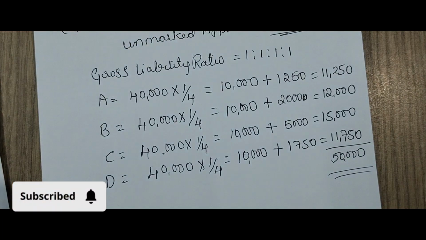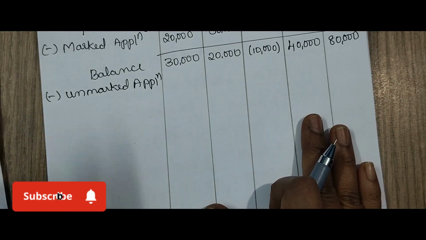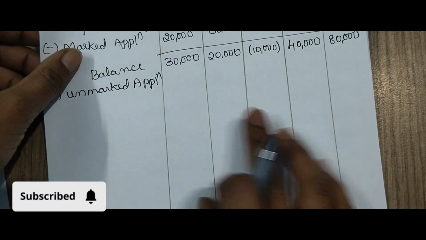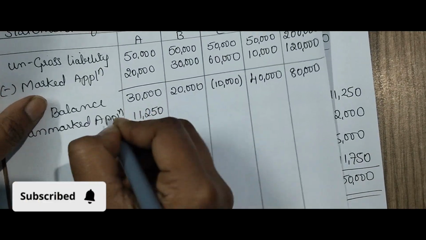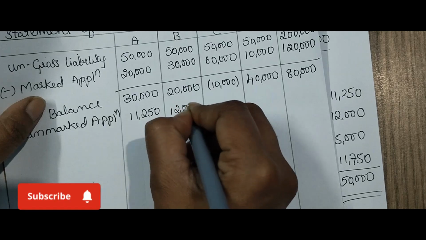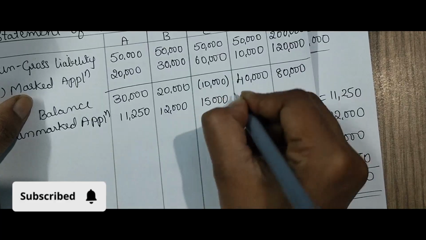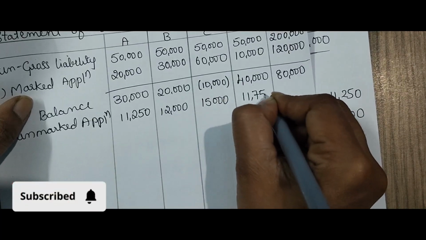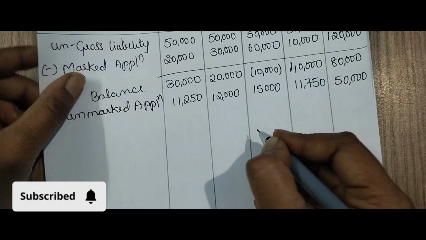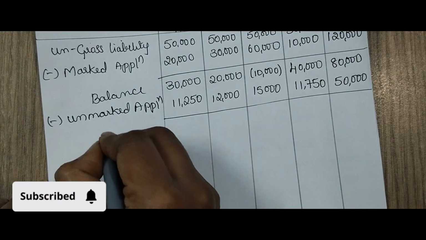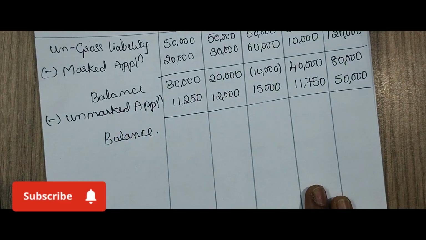50,000. Now let us show this in the statement of the underwriter's liability. What are the unmarked applications for A? 11,250, 12,000, then 15,000, then 11,750. Total is 50,000. Now balance. If you are done correctly or not, you will understand with the total only now.